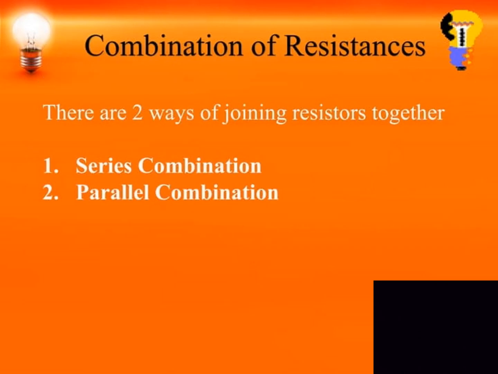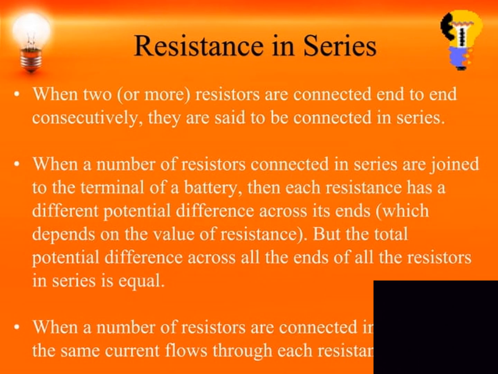So it's a combination of resistance. We have two combinations of resistance, that is series and parallel. This one, that is what we have understood. Resistance in series: when two or more resistors are connected end to end continuously, then we call it a series connection or resistance in series.